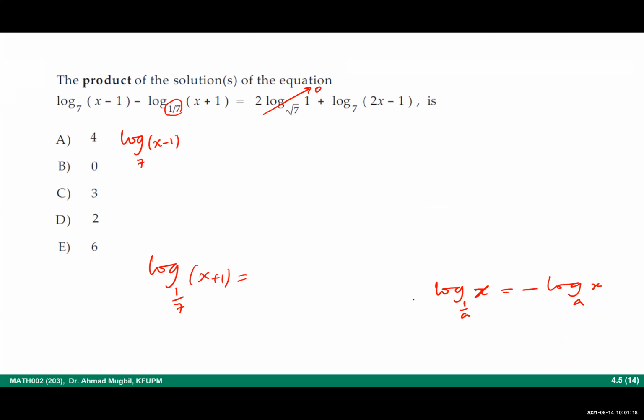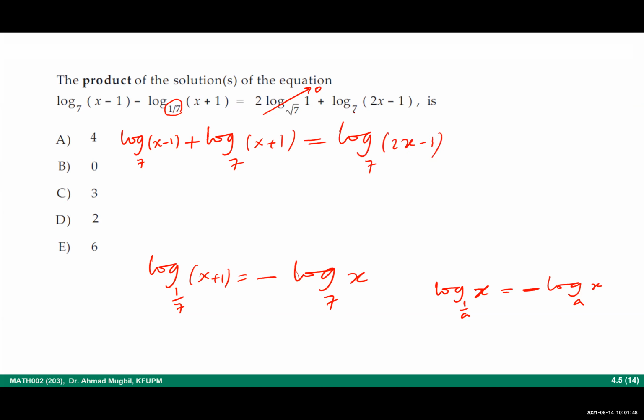This is it, Shabab. The a here is 7, so this is negative, this negative log of 7, and it comes from what you told me, Abdulmalik. So now, Shabab, here we have negative, it will be plus: negative times negative is positive, log 7 of x plus 1. Now the base is 7, instead of 1 over 7, but the sign changed from negative to positive. This we said is 0, and here it is the same base. We have log 7 of 2x minus 1.